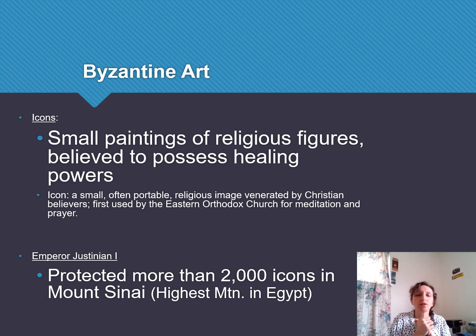All right, so now we're talking about icons. These are small paintings of religious figures that are believed to possess healing powers. So they would be venerated by Christian believers. Basically, a member of the church or a designated individual, or group of people, I guess, there were many of them created, would make this object and they would somehow imbue it with spiritual power. And then as it was used, they were believed to have healing powers.